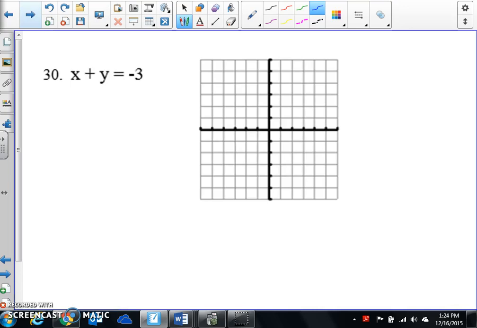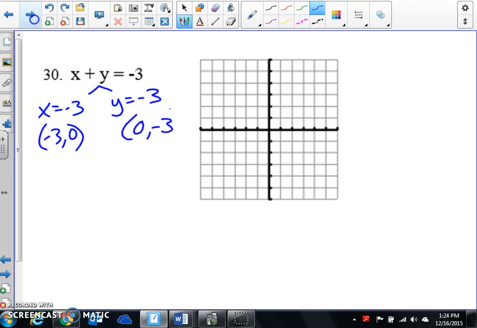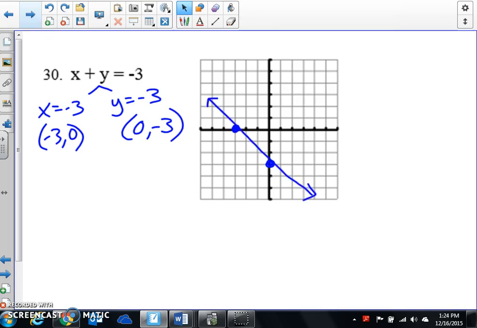All right, I actually could do this two ways. I could go ahead and make my x and y intercepts. So this is in standard form, so x equals -3, y equals -3. So that point is -3, 0. This is 0, -3. This is one way to do it. So you'd say my x-intercept is -3, my y-intercept is -3, connect my points. Or you could turn it into slope-intercept.